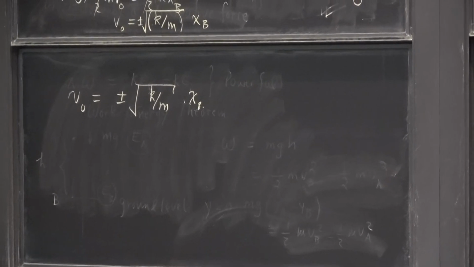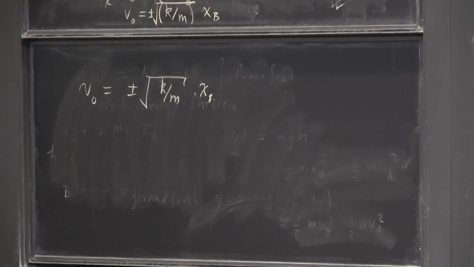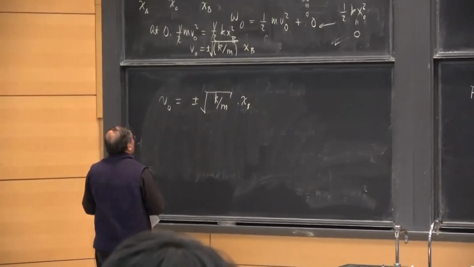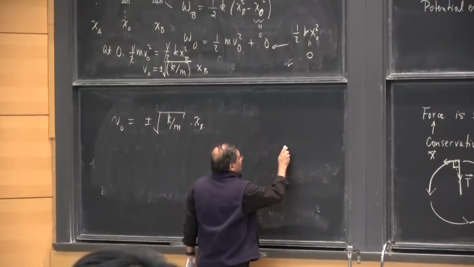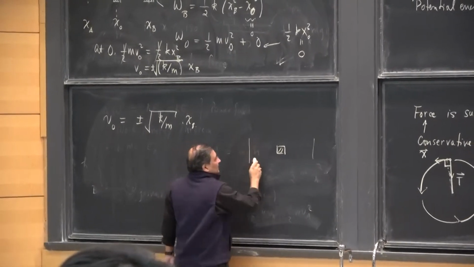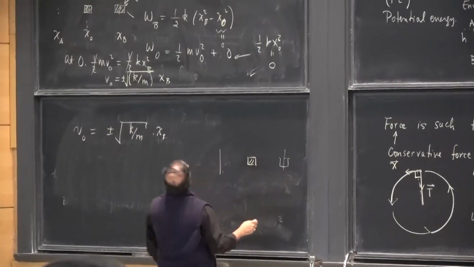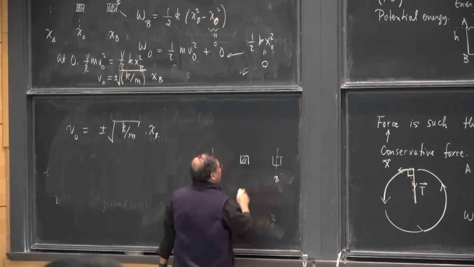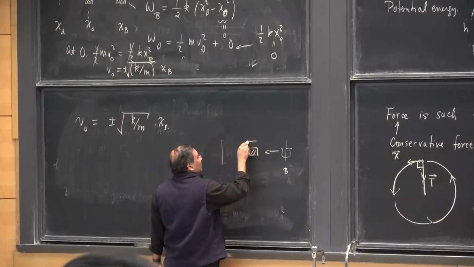If xb is very tiny, V0 will be tiny. That means I've stretched it by a little bit and let it go. If I stretch it a long ways and let it go, then I have a much larger V0. Now the reason why V0 is plus or minus is because once I let it go, this is what's going to happen. I stretched it here. This is my point B, right? I stretch it here at point B, and I let it go. So it's going to go like this. It's going to overshoot this point.